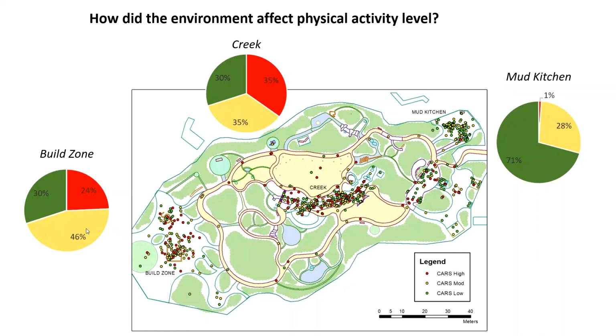We see that the build zone supported a moderate level of physical activity, and a lot of this came in lifting, right? So providing those heavier elements, those bigger branches, those bigger stumps that kids roll, this promoted a moderate level of physical activity. And then in the creek, it was really evenly distributed between low, moderate, and high physical activity.